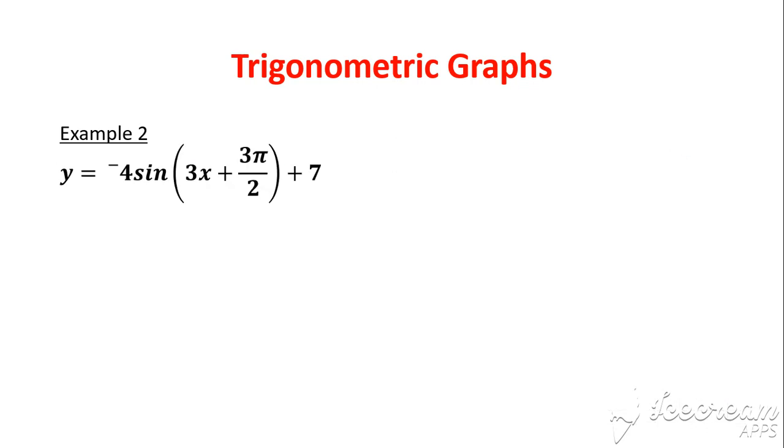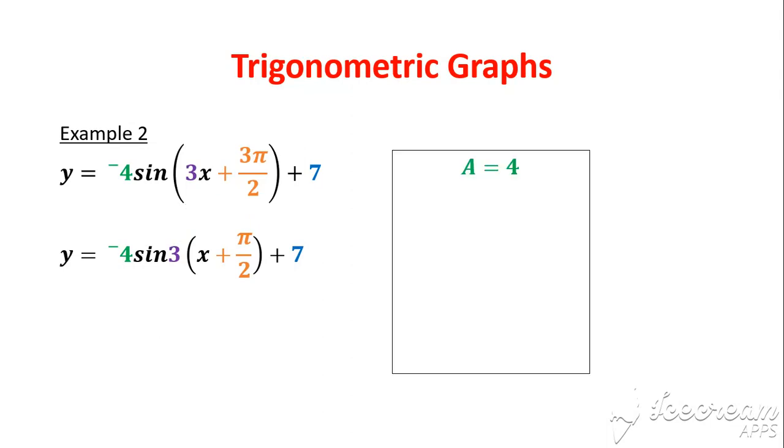Here's example 2: y is equal to -4 times the sine of bracket 3x plus 3 pi over 2, plus 7. Now notice b is inside the brackets, so we're going to have to be clever and factorize out the 3. Let's factorize out the 3, and we can check to make sure we've done it correctly. 3 times x is 3x, and 3 times pi over 2 gives us 3 pi over 2. So it is the correct factorization.